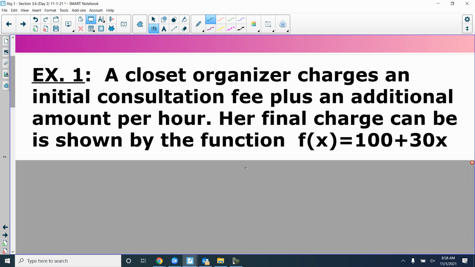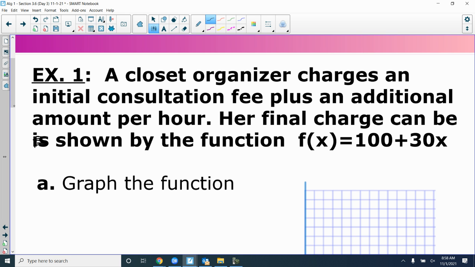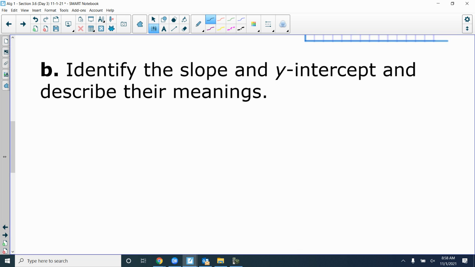The person charges an initial consultation fee plus an additional amount per hour. Her final charge can be shown by the function f of x equals 100 plus 30x. I want to do b first. Let's drop down to b and then we'll graph it. Identify the slope and y-intercept and describe their meanings in this case.